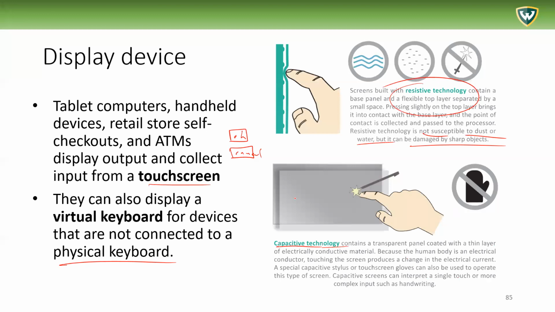So there are things used for drawing and these kinds of activities. They are more sensitive, so they're called capacitive technologies. They're more sensitive to the touch, and they can interpret complex inputs such as handwriting and very detailed drawing.